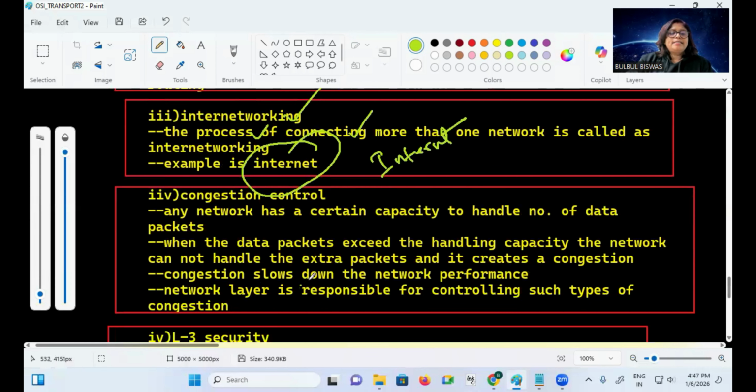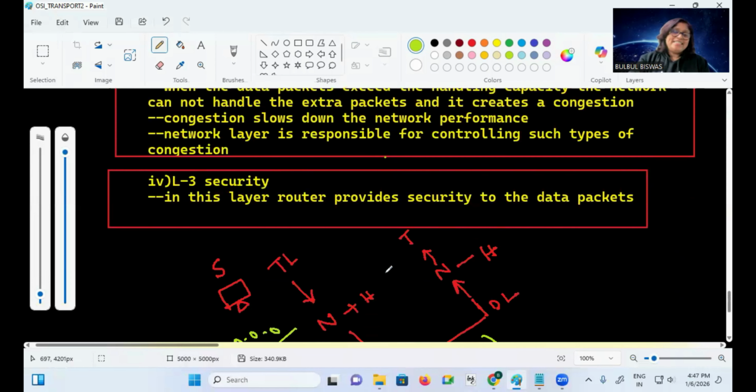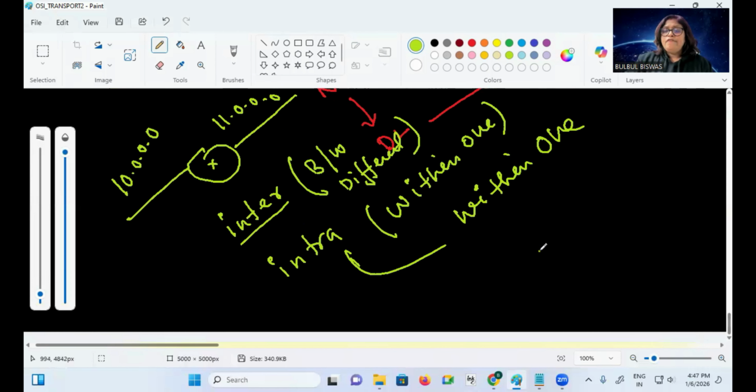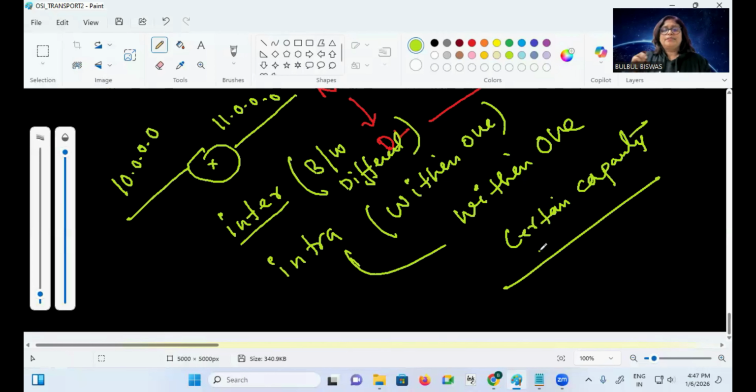Now, next is congestion control. What is congestion? Every network path has a certain capacity to handle and transfer data. Suppose a road, through which two cars and one bus can go, and all of a sudden several vehicles enter the road. What will happen? Traffic jam. In networking, we call it congestion.